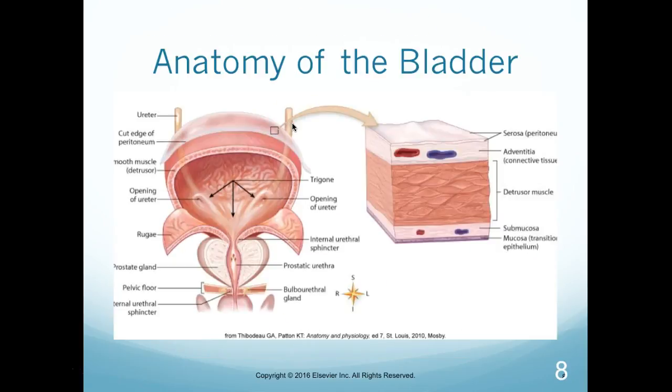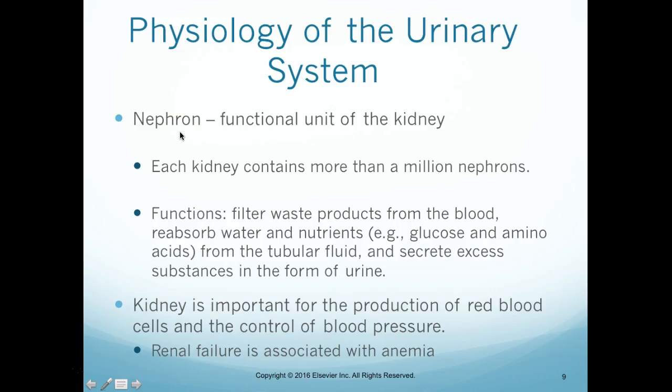And here is your anatomy of the bladder. You have your ureters coming in the top. You have your trigone with the openings on either side for your ureter. You have your prostatic urethra with your prostate gland and your bulbourethral gland and pelvic floor and rugae and smooth muscle with your edge of your peritoneum.